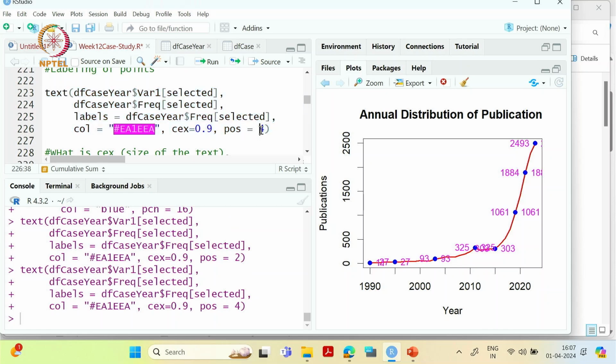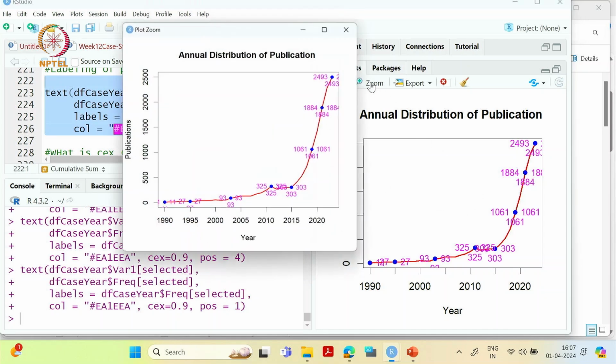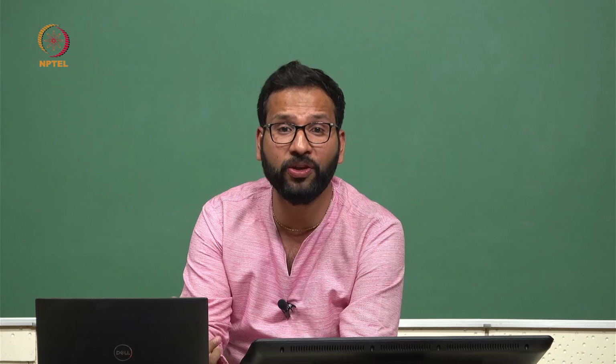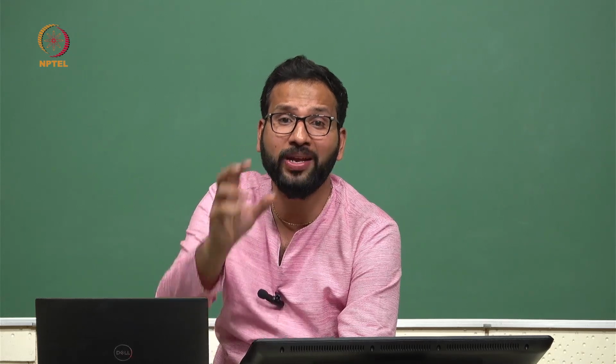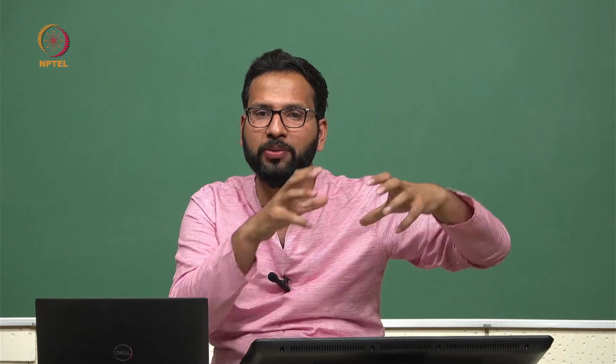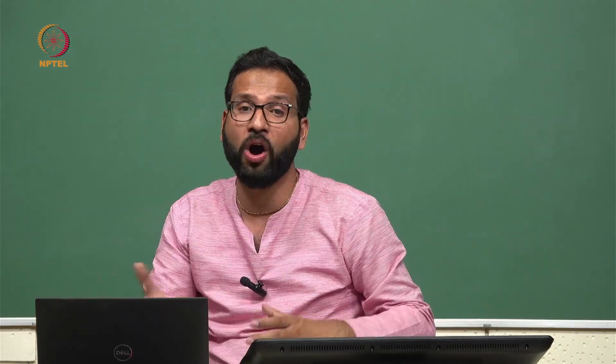If I change to 1, the values are here. So if you see here, it depends on you where you want to label it. Another thing is that you may want to mention the points only at the selected locations, where the frequency is high. For example, you want to keep the points only where publications are more than hundreds. So how will you do that?